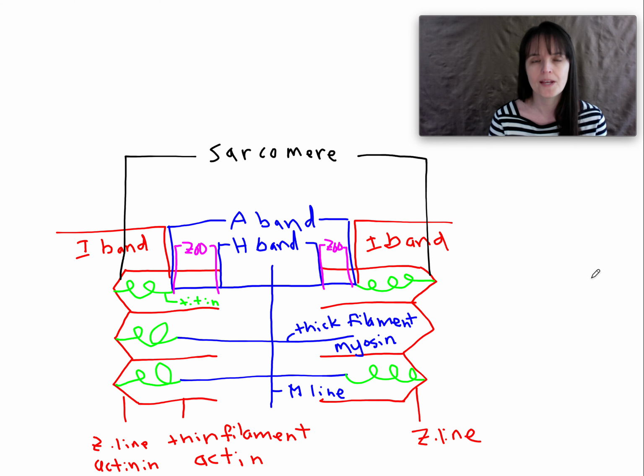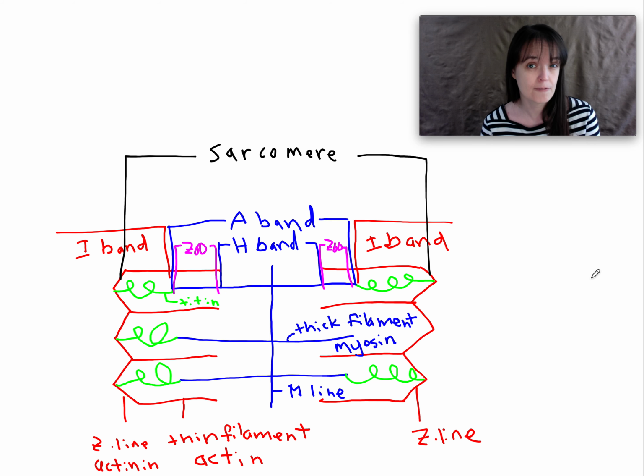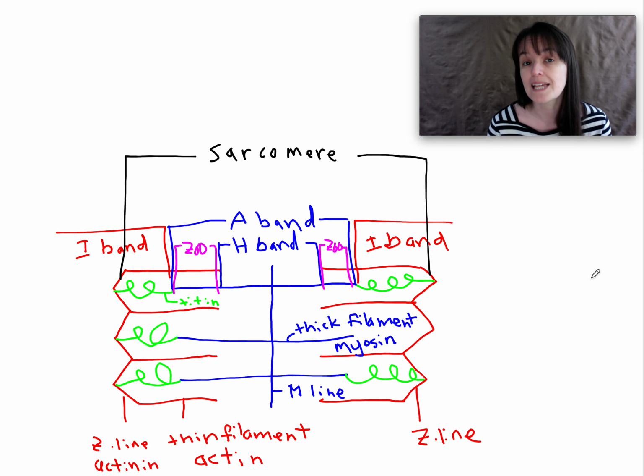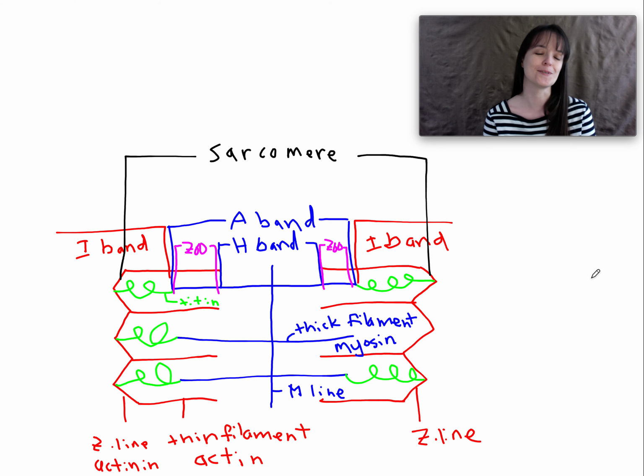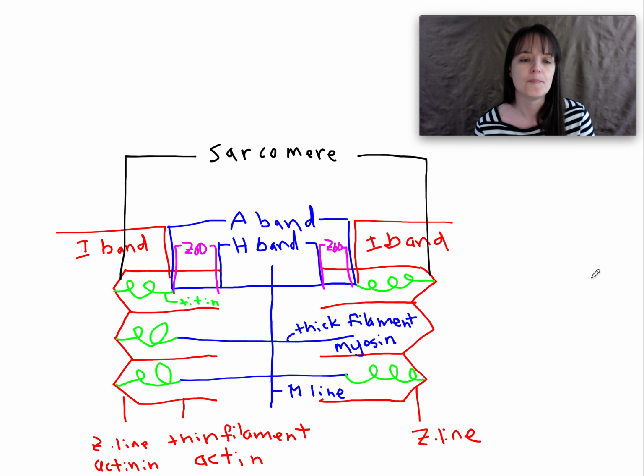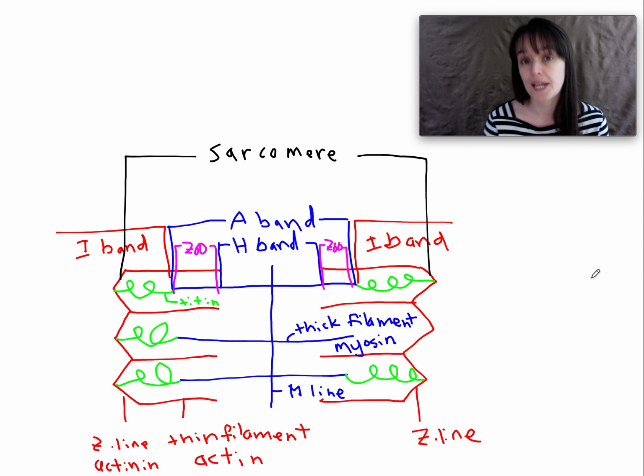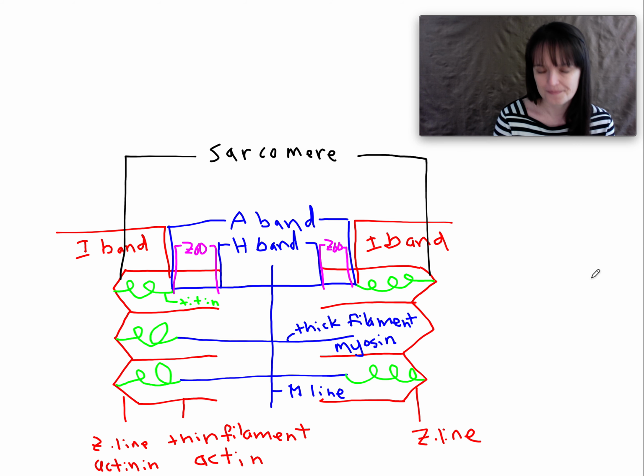Anywhere there are not thick filaments is what? I band. What if there's only thick filaments and no thin filaments? H band. What if there's only thin filaments and no thick filaments? Still the I band, right? It was a trick question. What if there's both thick and thin filaments? The zoo, the zone of overlap.